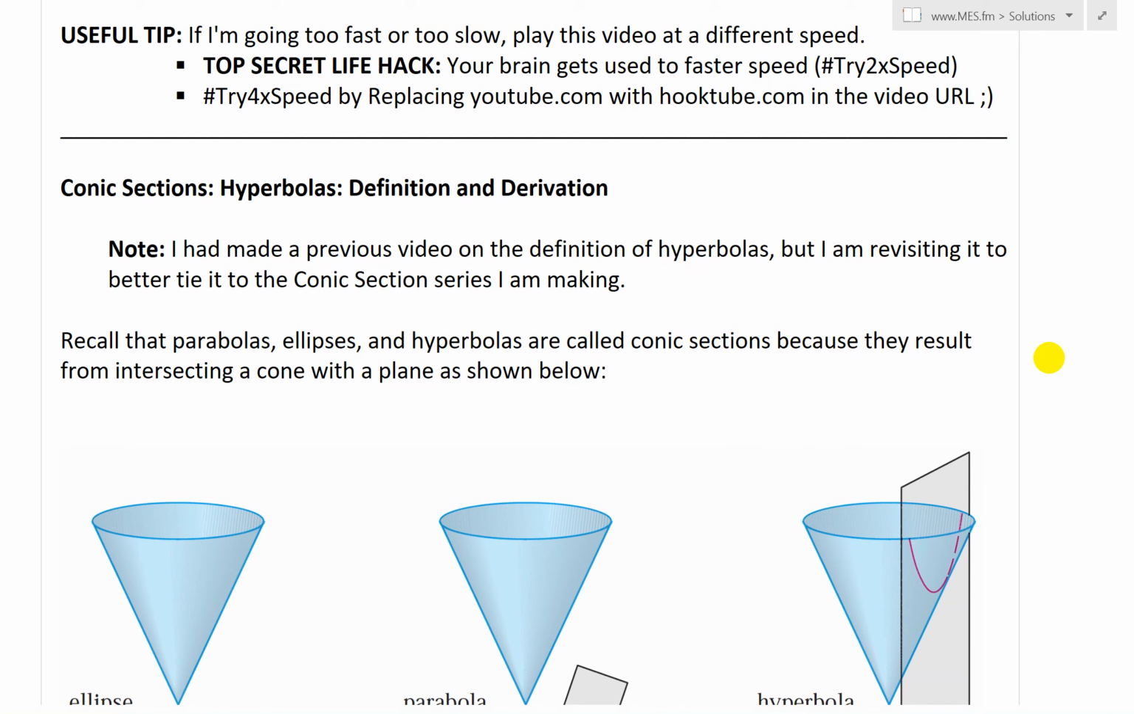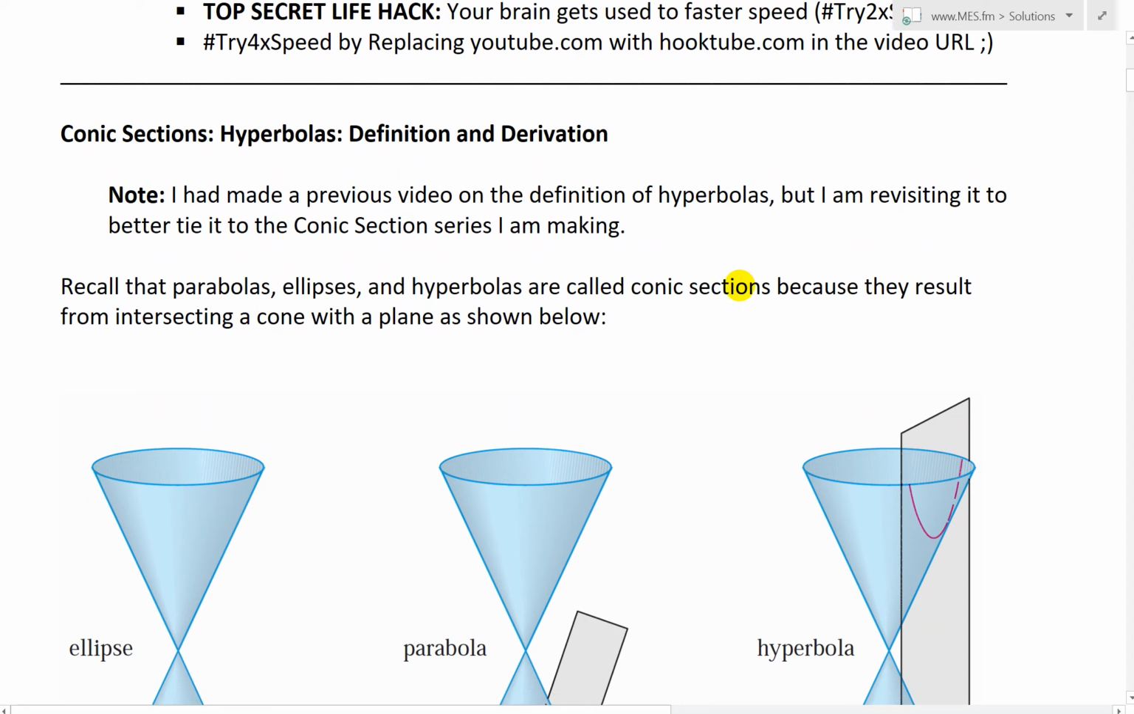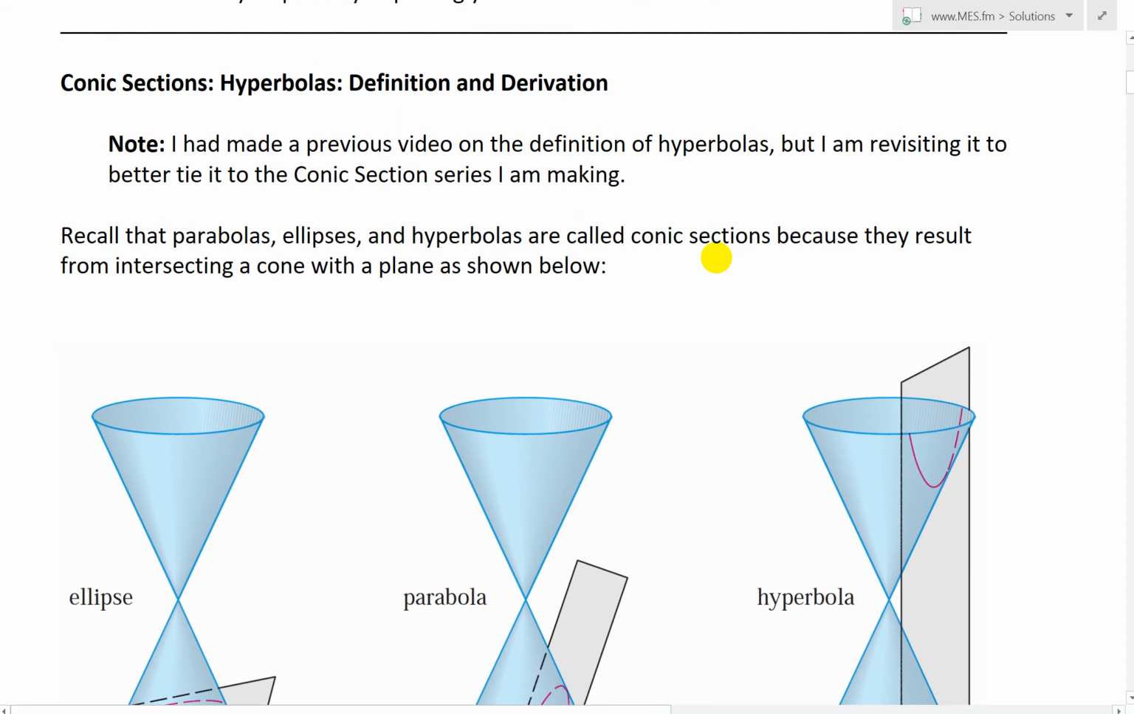I had made a previous video actually several years ago on the definition of hyperbolas, but I'm revisiting it to better tie it to the conic section series that I am making, and also just to provide a better or more detailed video on the definition.